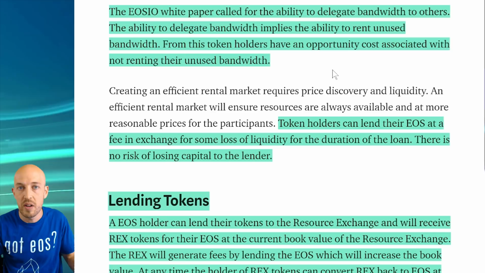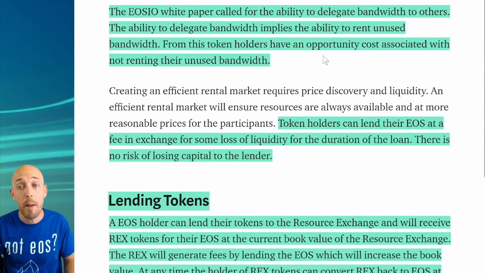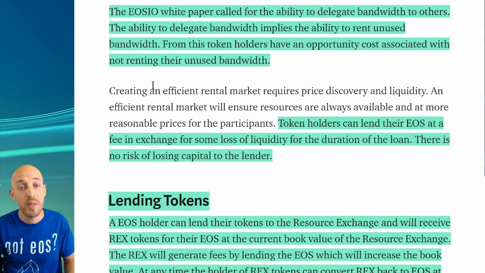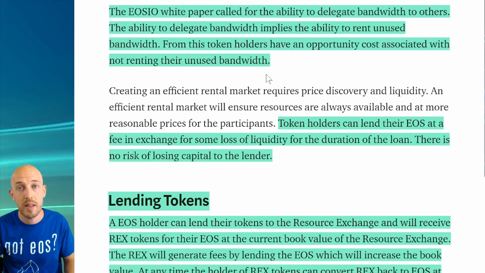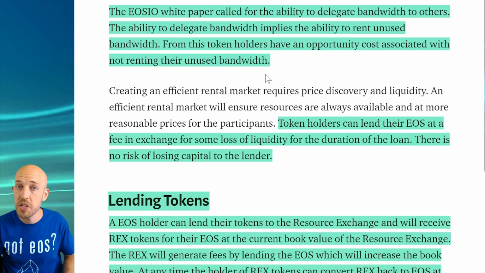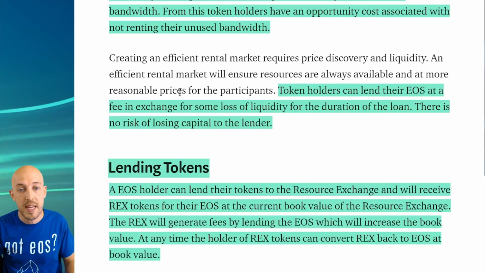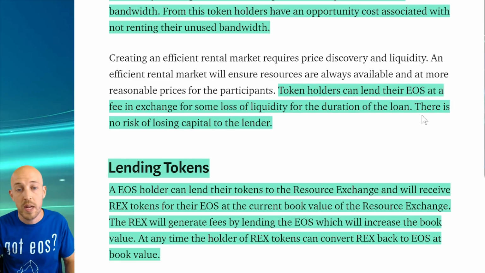They're just sitting there. And Dan says, from this, token holders have an opportunity cost associated with not renting their unused bandwidth. Wouldn't it be nice if we could make some passive income off of the bandwidth that we're not using, that maybe other people want to use? Token holders can lend their EOS at a fee in exchange for some loss of liquidity for the duration of the loan. There is no risk of losing capital to the lender.